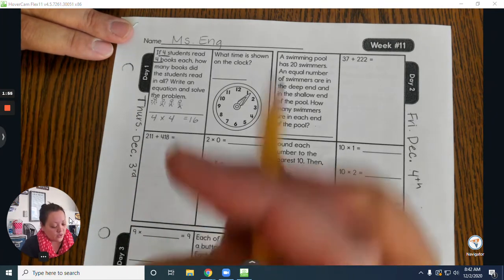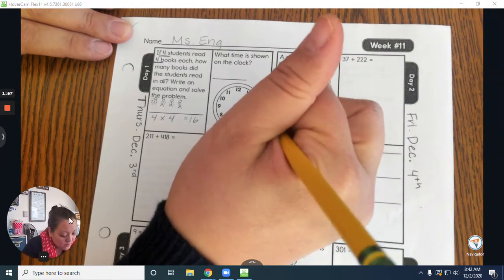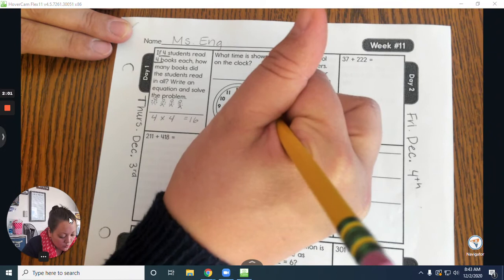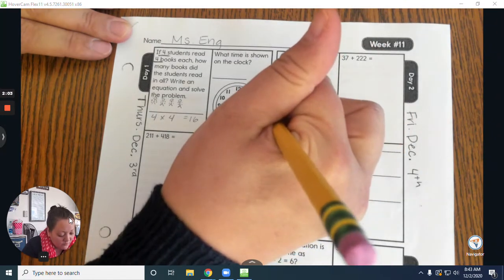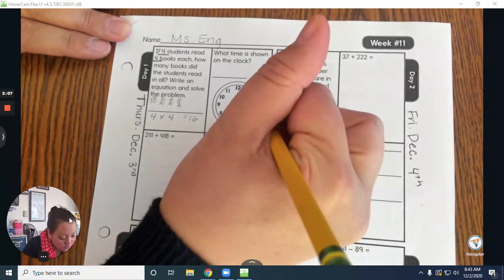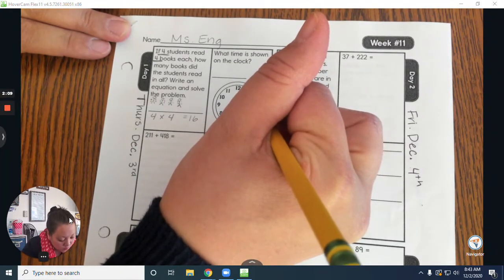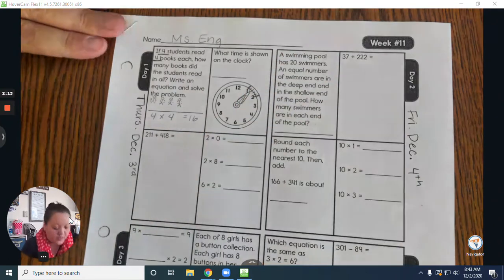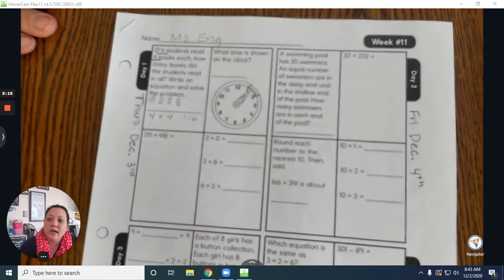What time is shown on the clock? Okay, so let's see here. I'm going to draw. Here's 1. This is like 5, and here's my 10 minutes, right? Because we're looking for minutes. And now I'm going to draw 5 little dashes. 1, 2, 3, actually 4. Okay, do you see how I drew that?